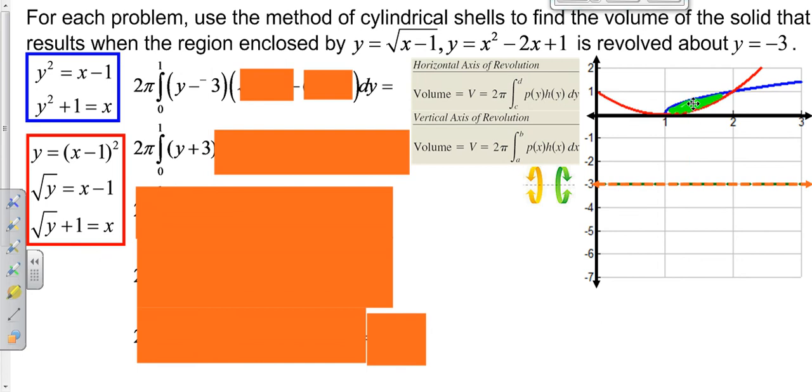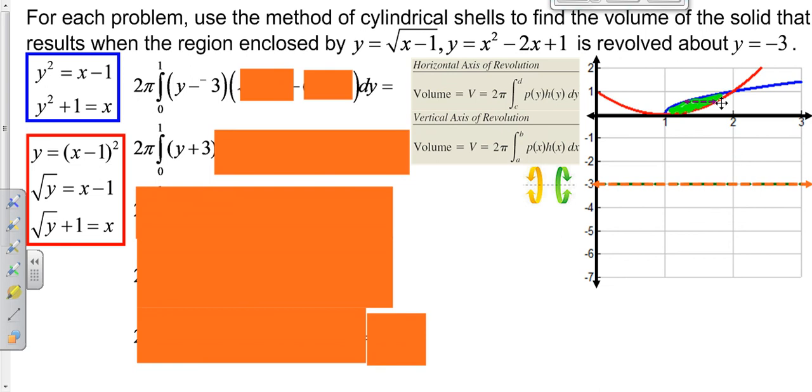Then we need to go ahead and take a look at the height. The height is going to go from what's on the right minus what's on the left for our height. As we look here, I'm trying to find a color that's going to work, so just a second. So we'll go what's on the right in red over to what's on the left in blue. The length of that blue or purple line right here is going to be our height of our shell that's revolved around the y equals -3.